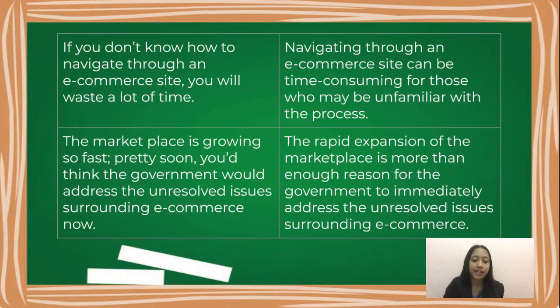Next, the marketplace is growing so fast. Pretty soon, you'd think the government would address the unresolved issues surrounding e-commerce now. So the formal version is the rapid expansion of the marketplace is more than enough reason for the government to immediately address the unresolved issues surrounding e-commerce. So the second one is more objective.